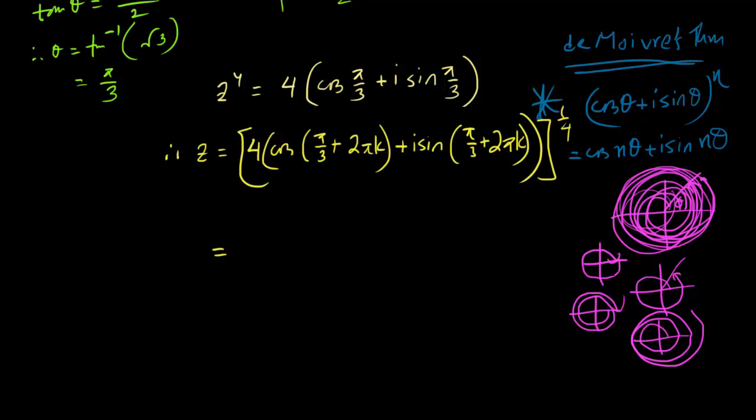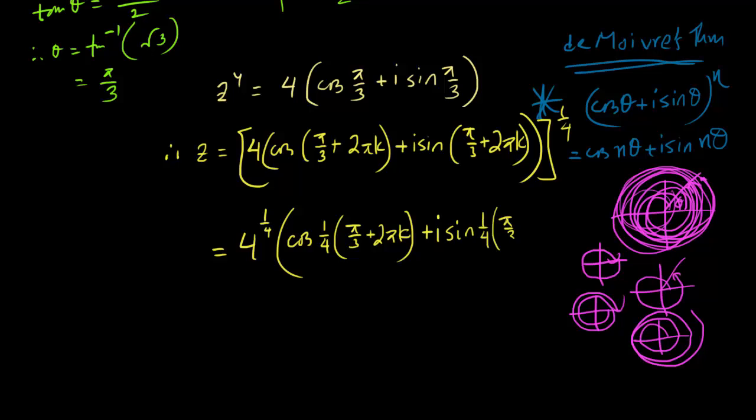So remember, the first step is to write it as a revolution: argument plus 2 pi k. Okay, let's get going. So 4 to the power 1 by 4. Now this is going to be De Moivre's theorem, so the power is going to be a coefficient. So it would be cos 1 by 4 (pi by 3 plus 2 pi k) plus i sine 1 by 4 (pi by 3 plus 2 pi k), and that's it.